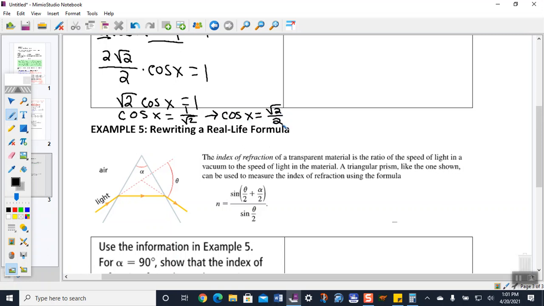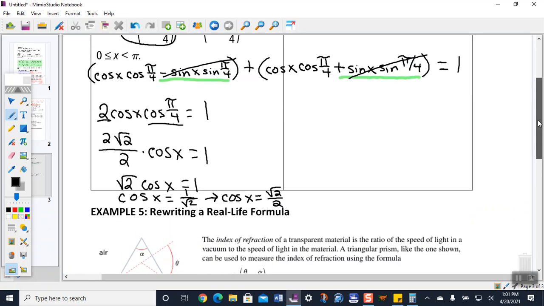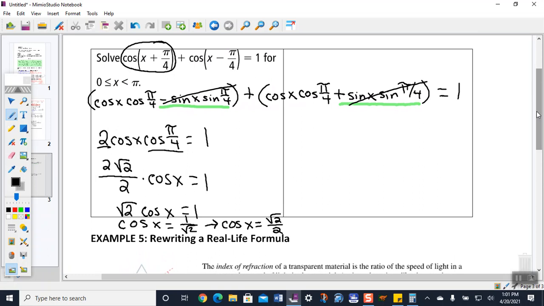Here's what I want you guys to do now. We got to find an angle such that the cosine of x is equal to root 2 over 2. In other words, the cosine of some angle is root 2 over 2, and that angle must lie between 0 and what? Pi radians. I want you to jump into your unit circle. Are you all on your unit circle? Go down to the part in the cosine column where root 2 over 2 happens. What's that say?